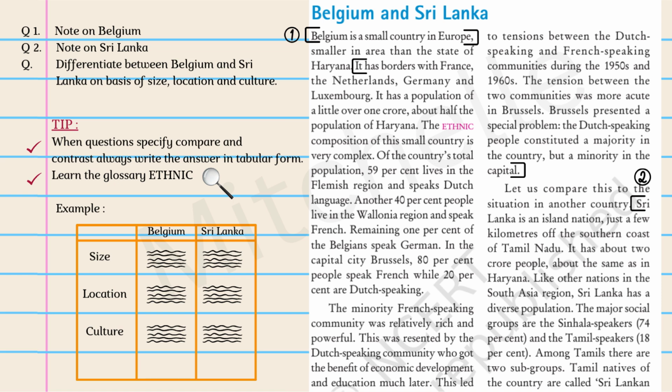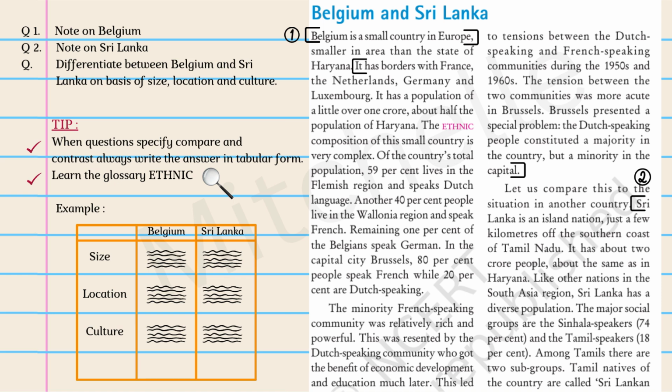Now remember what I mentioned in the introduction video, that when you're asked to compare, always use the tabular form. Why? Because it draws the attention of the teacher or the examiner, looks very neat and it's very easy to understand. This answer is simply a combination of question 1 and question 2 written in tabular form. I have shown you an example of the tabular form. So this is the way you should be writing this answer.